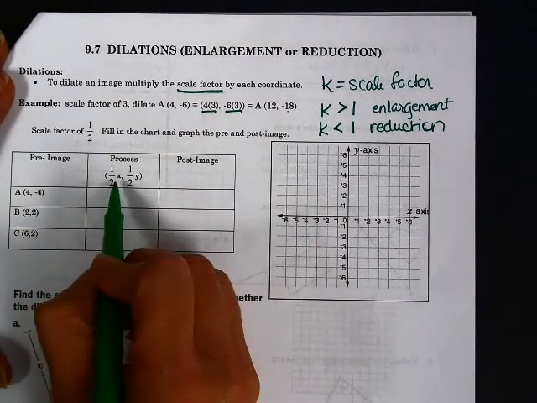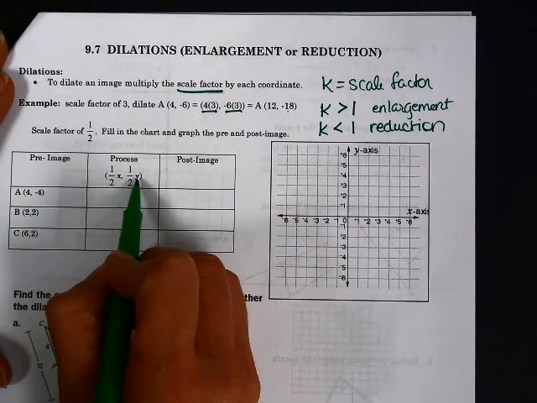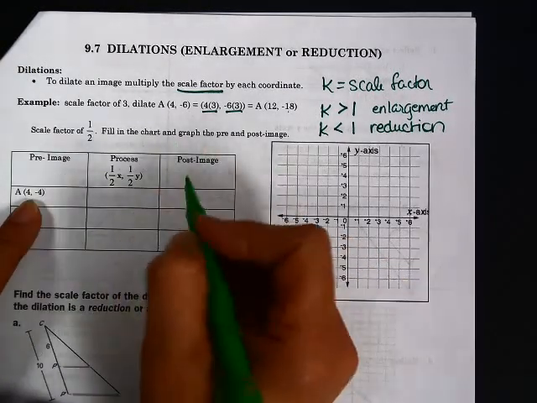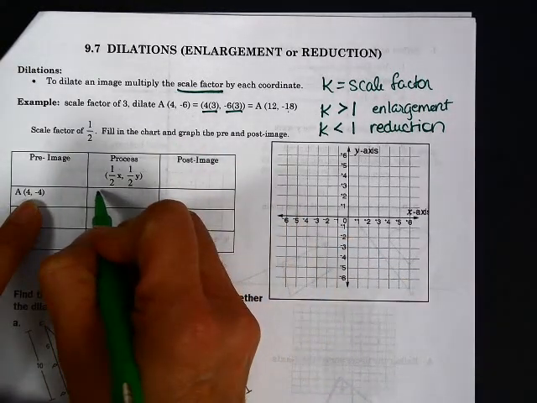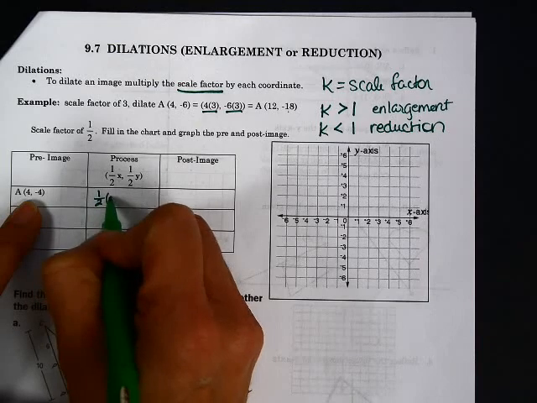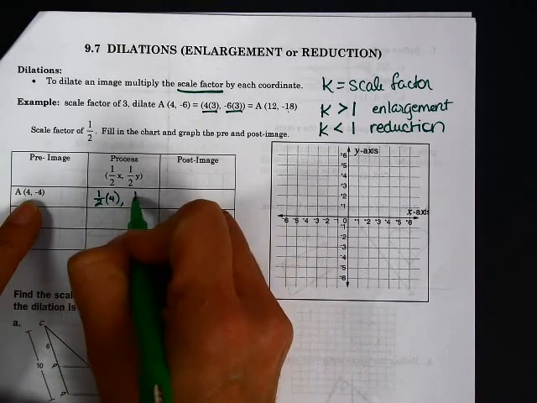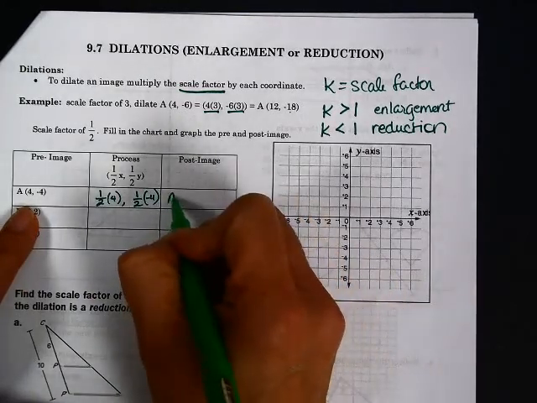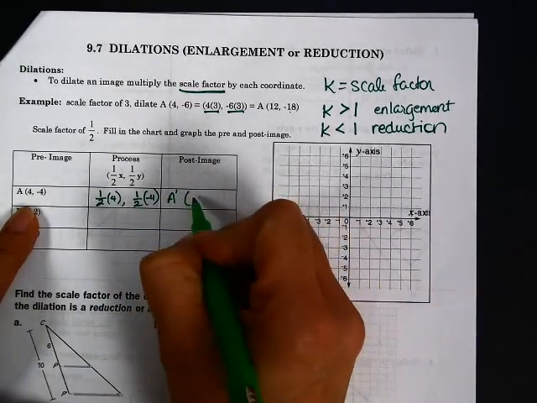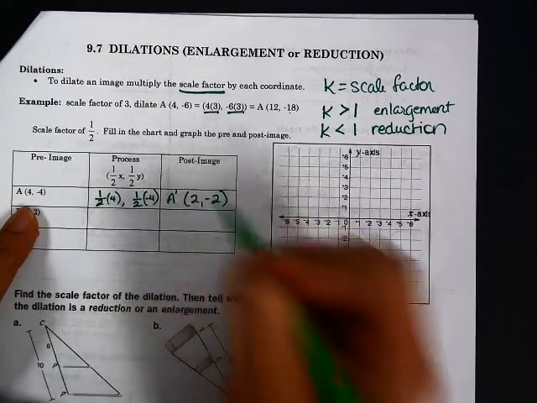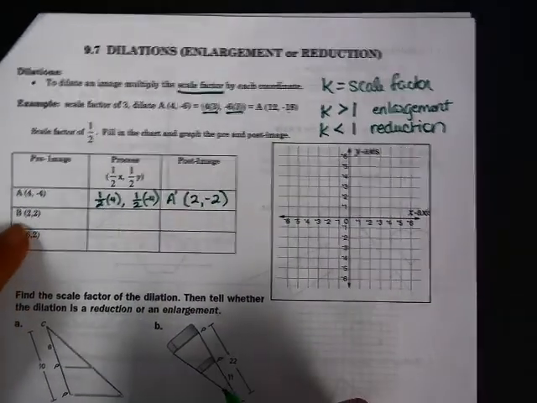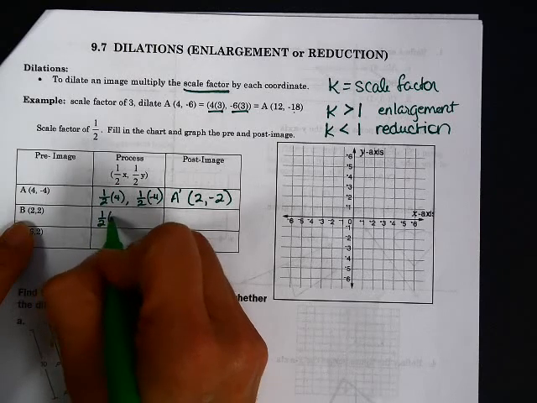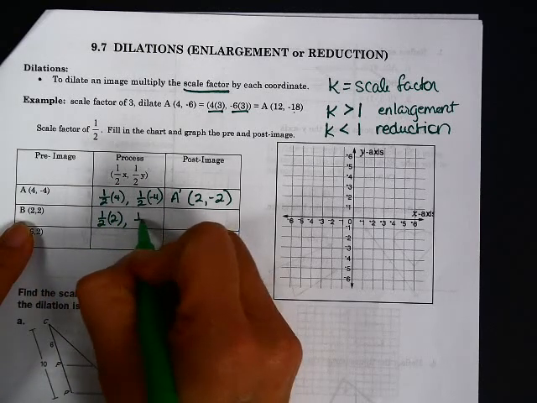In this situation, our scale factor is 1/2. So we're going to multiply everything by 1/2, or you can think of dividing it by 2. Your process is taking the x-coordinate and the y-coordinate and multiplying both of them by 1/2. So point A is at 4, -4. So we're going to take 1/2 of 4 and 1/2 of -4. So our new point A prime will be located at 2, -2.